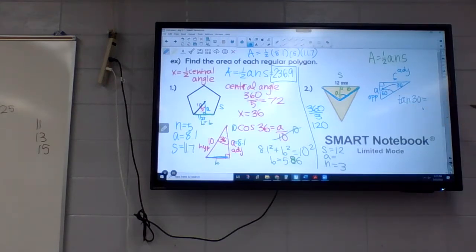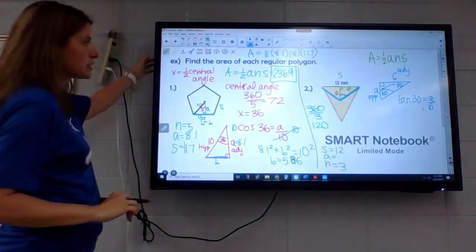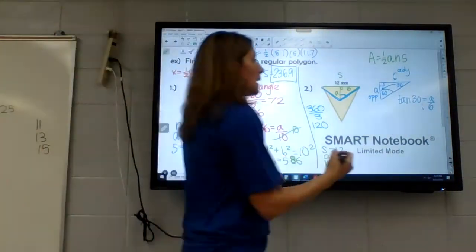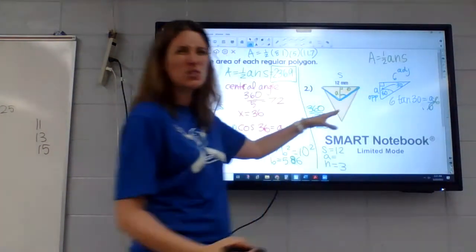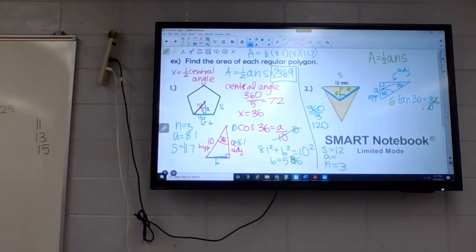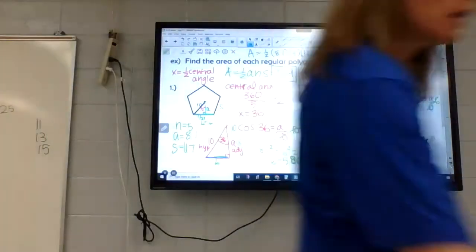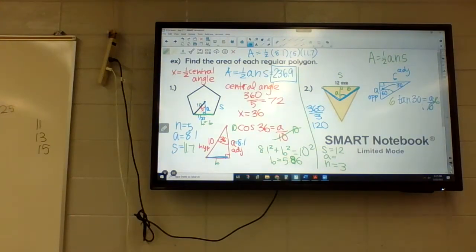Tangent of 30, again, we chose to use that because now our unknown's on the top rather than being on the bottom. And if anyone was still loving special right triangles, I don't know if anyone loved those ever, but you could have used that and you would have ended up dividing by the square root of 3. So if you're wondering how I would have done that, that would have been the way to get there. Tangent of 30, so I got 3.46 for my A.